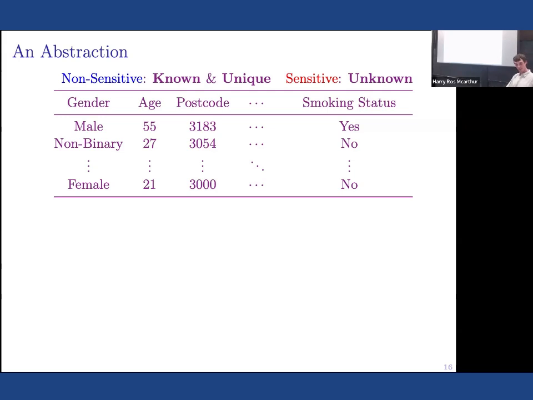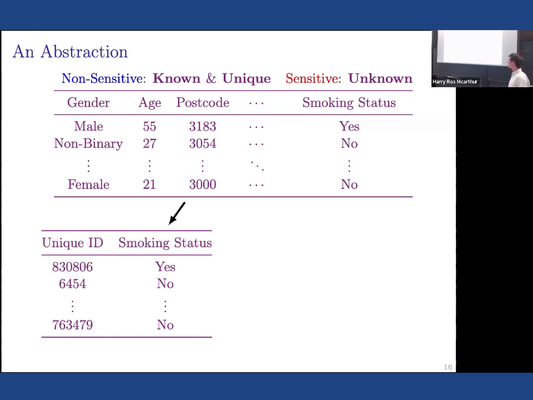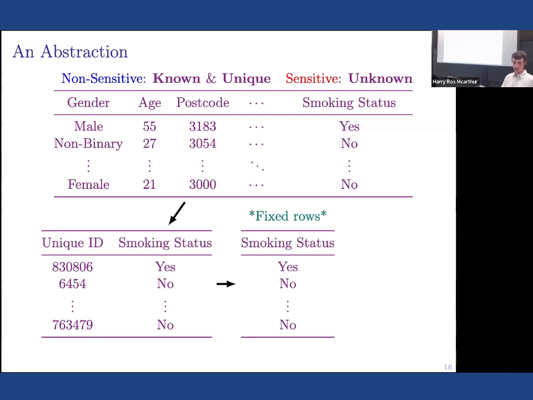And if all of these known and uniquely identifying attributes are publicly available, then you can replace all of them with a unique ID number. This fact that they're known and uniquely identifying is not unreasonable, considering that example that I gave at the start with the pharmaceutical benefit scheme billing records. So you can think about this as some unordered set with a unique ID and smoking status. You can just fix a row order, make it an ordered set.